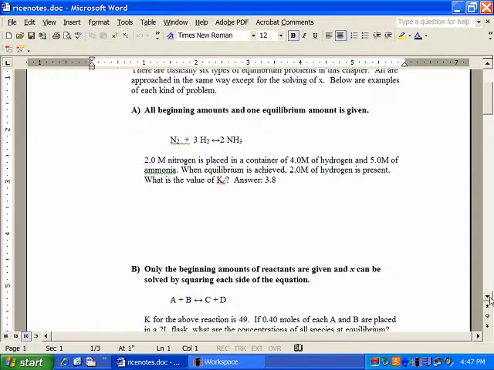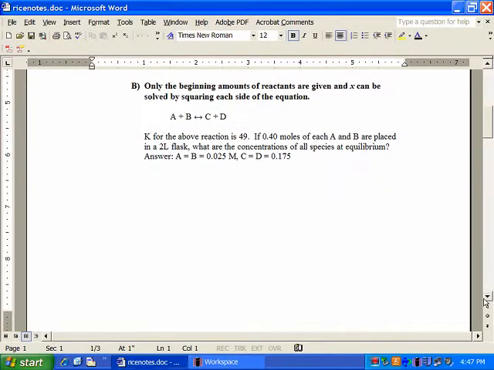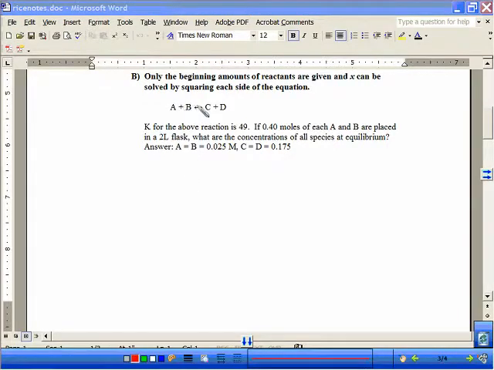Second type of problem, we got a more generic equation. This one's going to give me a little bit more room I can write with. Good. So we've got A plus B making C plus D. We're just going to assume they're all gases or maybe all aqueous just because we want them to all be part of the reaction. So our R is the reaction, and C plus D. And we've got the I. It says, well, they've given us a K.